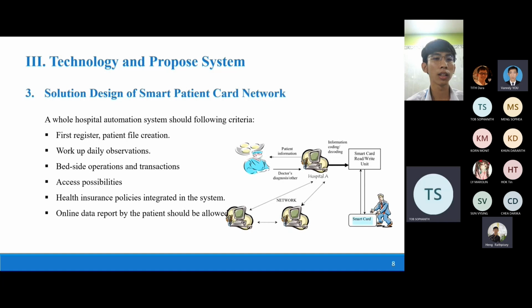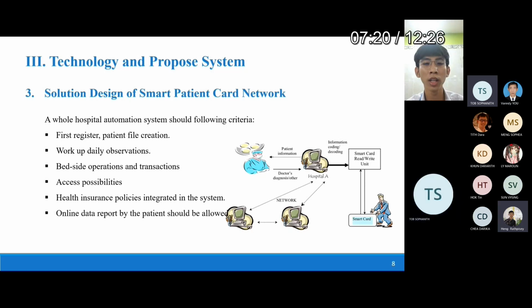Okay. Just one last question. If the system works, can it be used for multiple hospitals? Let's say one patient carries a single smart card, but can he use it for different hospitals? Yeah, teacher. Because the proposed system represents a computer network and stores the data to the server.